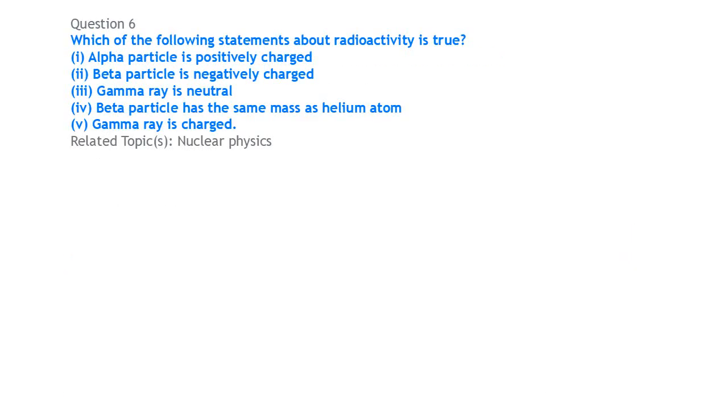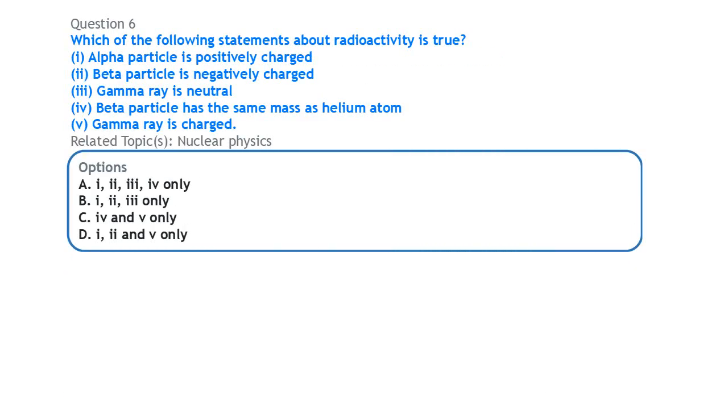Option C. Question 6 is related to nuclear physics, radioactivity. Which of the following statements about radioactivity is true? I, the alpha particle is positively charged. II, the beta particle is negatively charged. III, the gamma ray is neutral. IV, the beta particle has the same mass as a helium atom. And V, the gamma ray is charged.